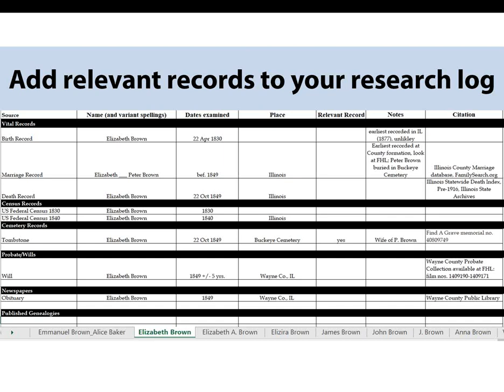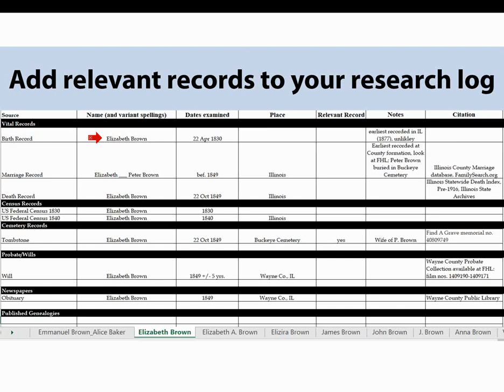So once you've gone through that, you've looked at Wikipedia, you've looked at the FamilySearch Wiki, you've looked at the American Ancestors subject guides, you've listened to some webinars, you want to add those relevant records to your research log.